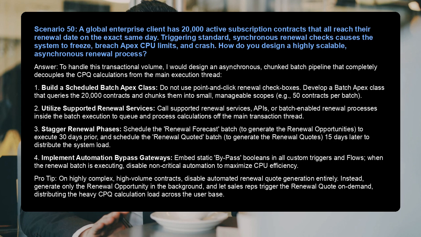When the renewal batch is executing, disable non-critical automation to maximize CPU efficiency. Pro tip: on highly complex, high-volume contracts, disable automated renewal quote generation entirely. Instead, generate only the renewal opportunity in the background, and let sales reps trigger the renewal quote on demand, distributing the heavy CPQ calculation load across the user base.